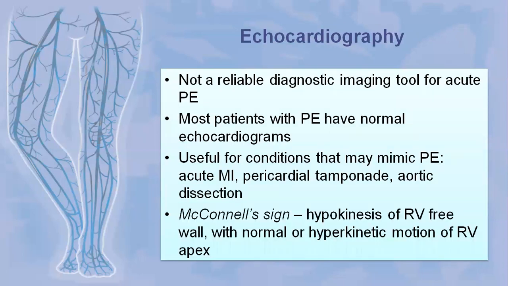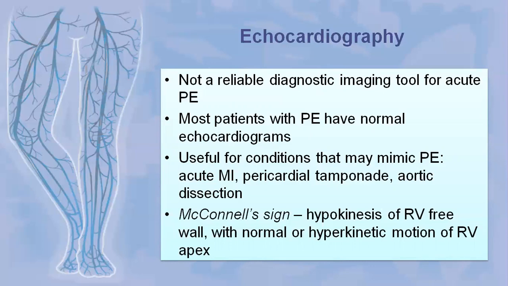So echocardiography is not a reliable diagnostic imaging tool for acute pulmonary embolism, since most patients with pulmonary embolism have a normal echocardiogram, especially if it's acute. It is useful for conditions that may mimic pulmonary embolism such as acute MI, pericardial tamponade, and aortic dissection.